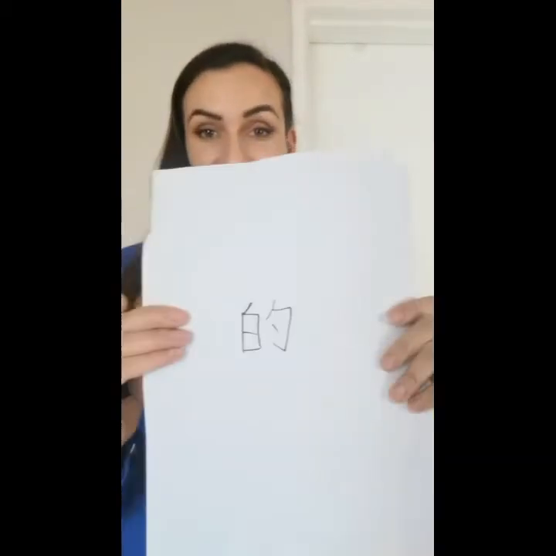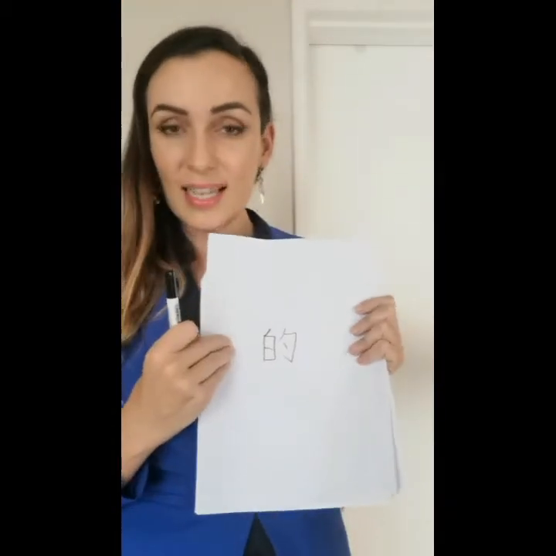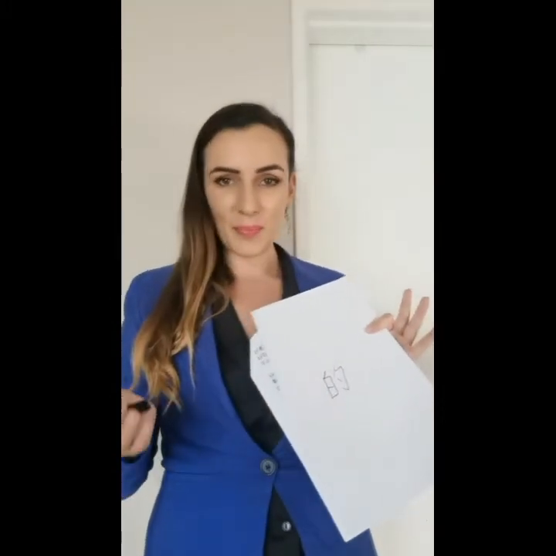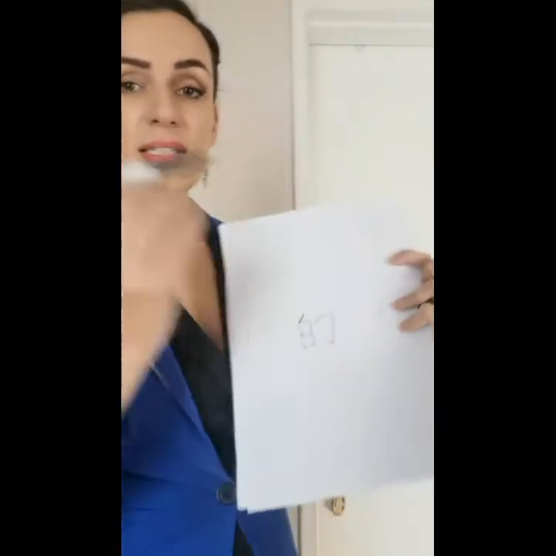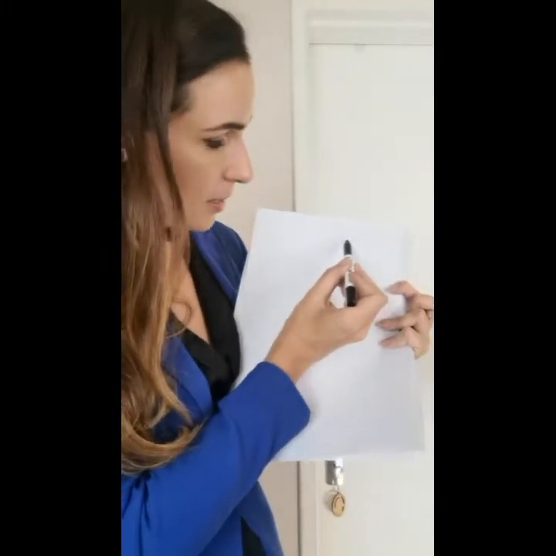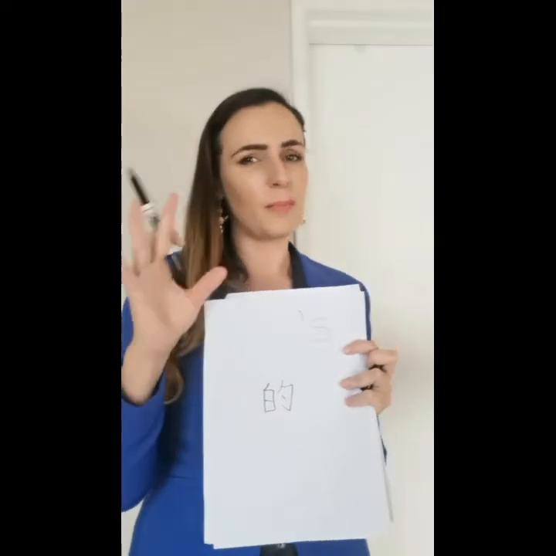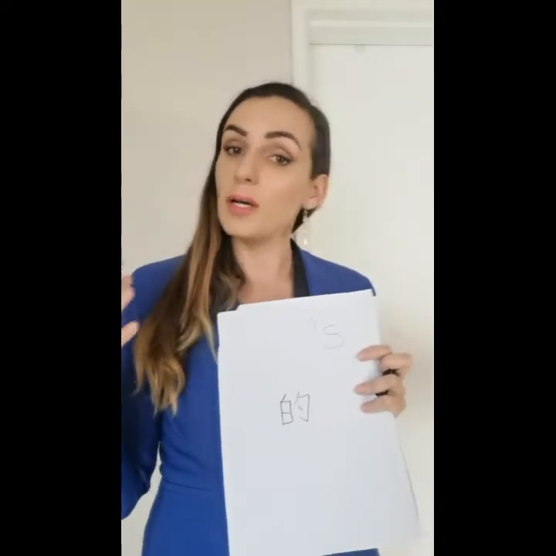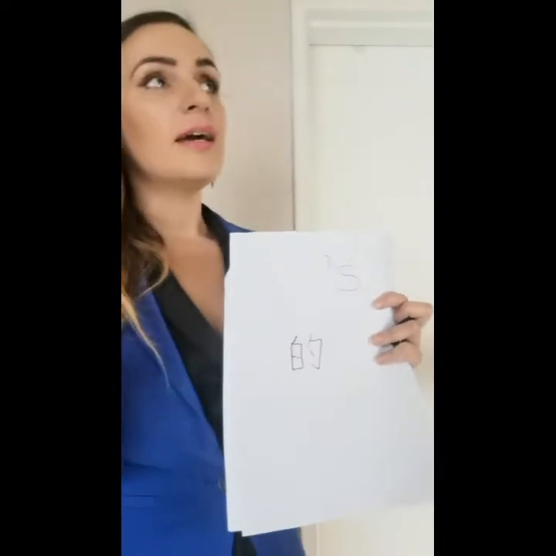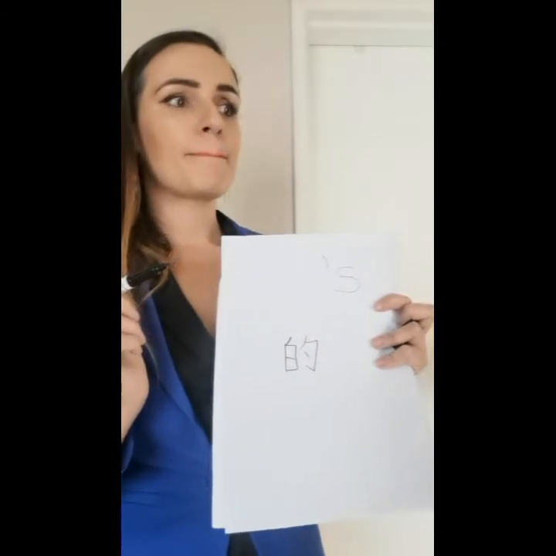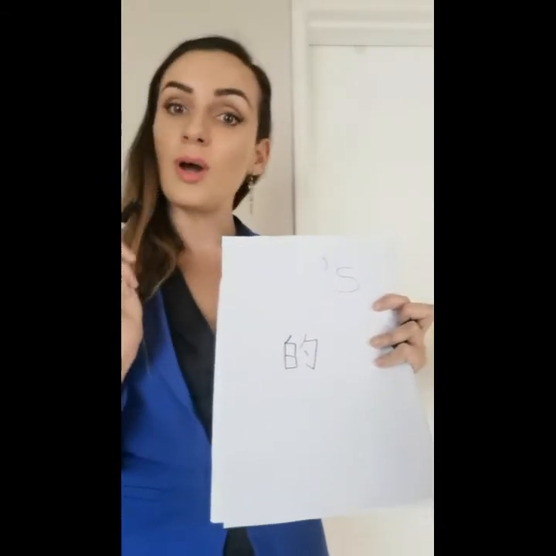So the word 的 (de) literally means belonging to or of something. In English, I always tell people it's as simple as apostrophe S. Now, some of you younger grade 1s or grade 2s might still be a bit confused about what the word apostrophe means. But it's like if you want to say, it is Tom's car.